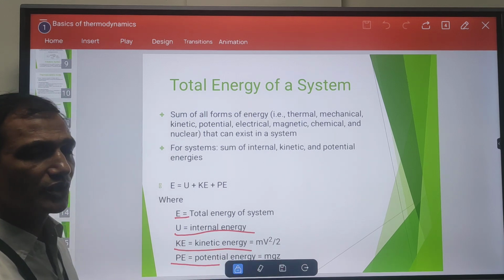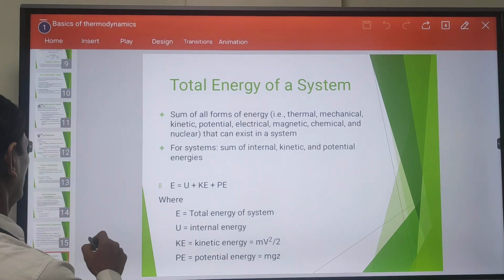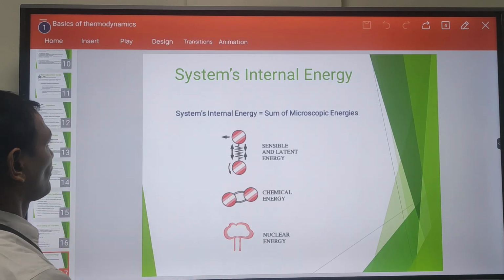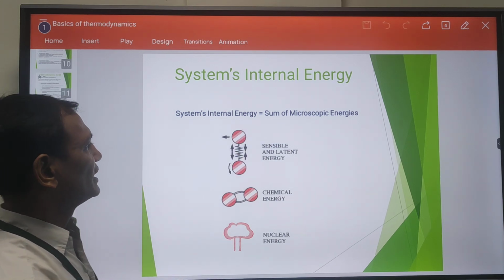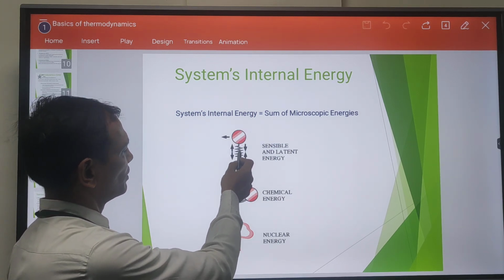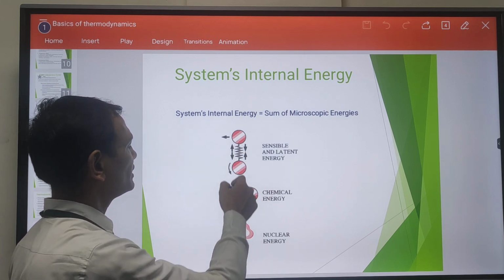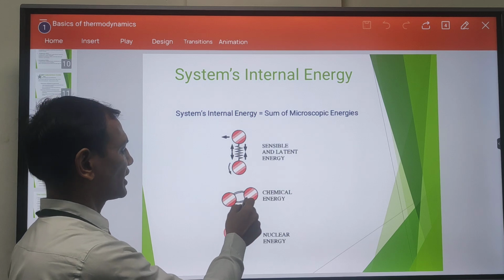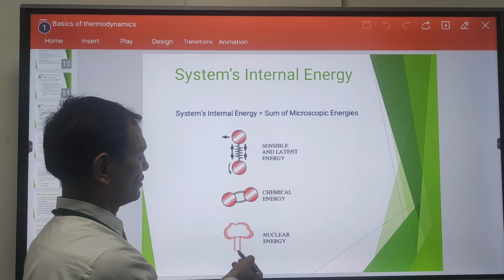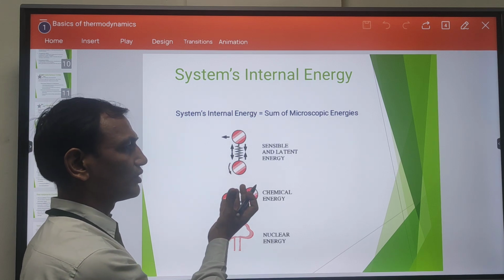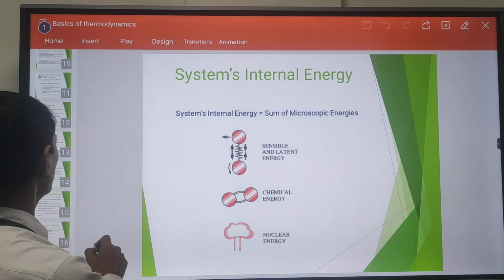Kinetic energy is half mv squared, and potential energy is mgh. The system's internal energy is equal to the sum of microscopic energies. Here a spring is attached to two bodies. This is the sensible and latent energy. Here two molecules are connected with each other by chemical energy, and here energy is transferred by the bombardment of nucleons. This is called nuclear energy.